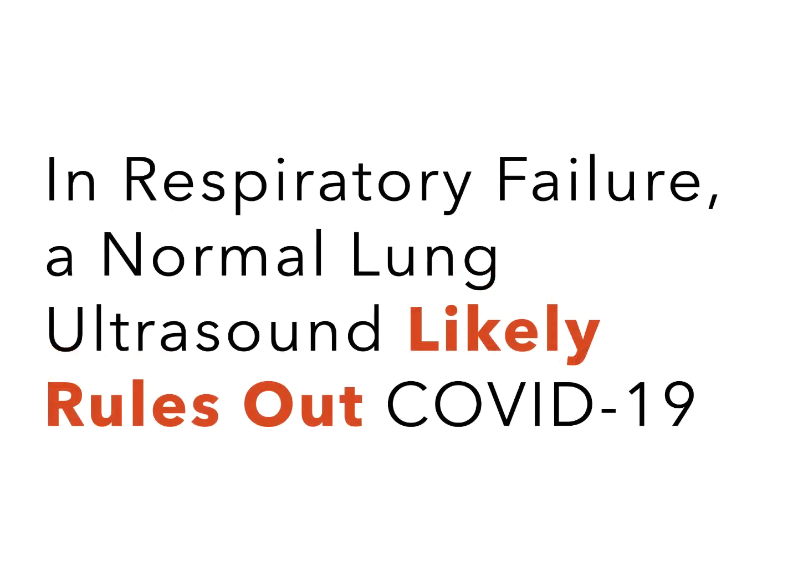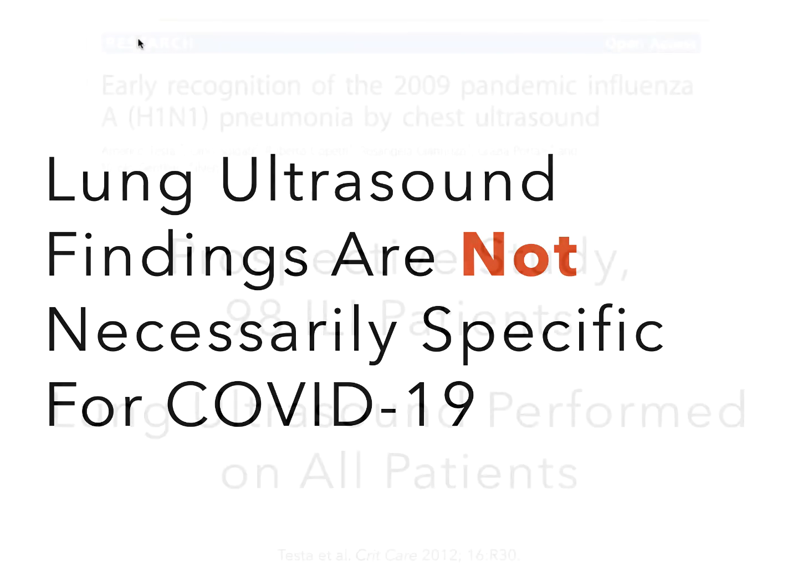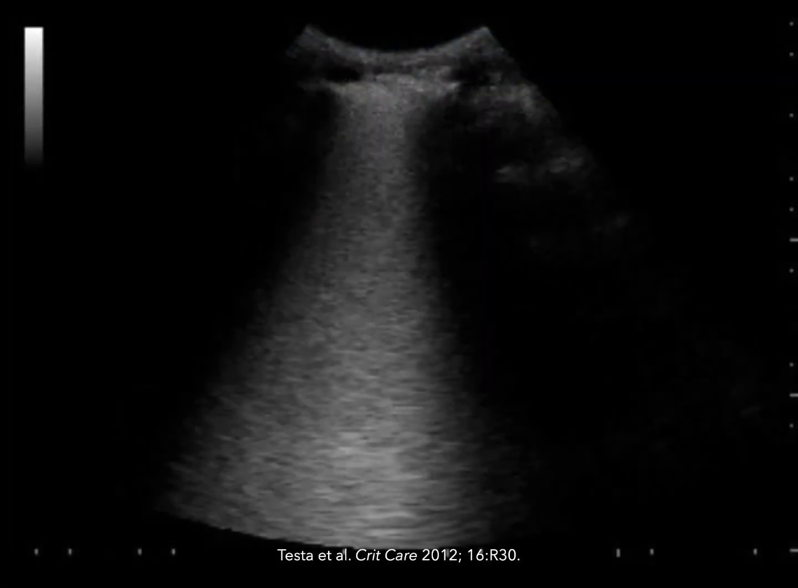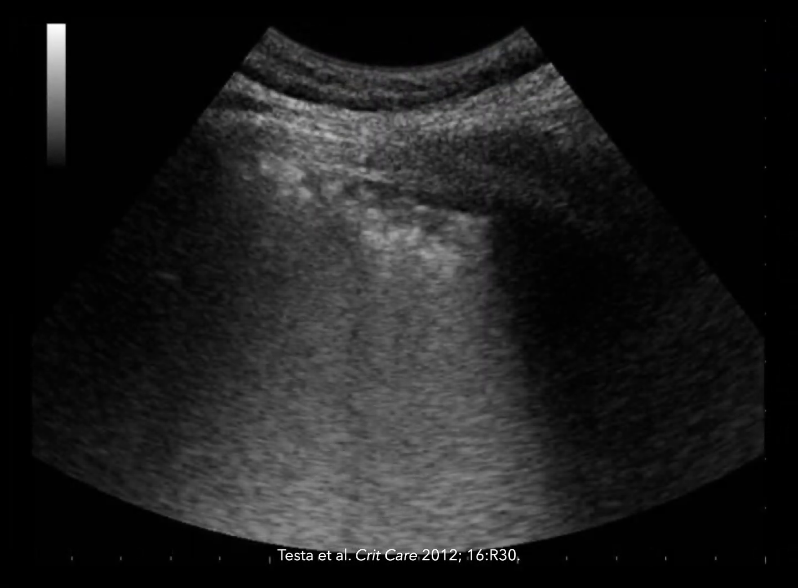In a patient with respiratory failure, a normal lung ultrasound likely rules out COVID, and you should search for another cause of your patient's respiratory failure. But also, remember that lung ultrasound findings are not necessarily specific to COVID. For example, Testa describes their group's experience with using lung ultrasound for patients with H1N1, and they discovered very similar findings, like B lines, pleural irregularity, and subpleural consolidations. These findings are all consistent with viral pneumonia.